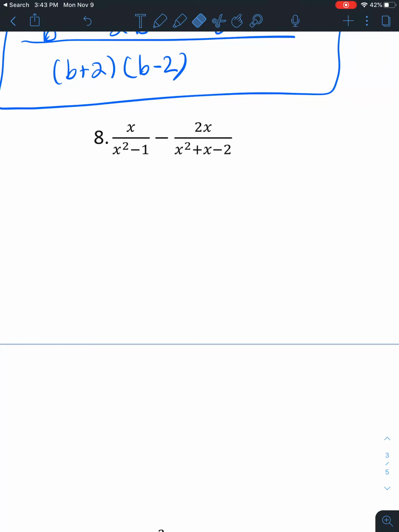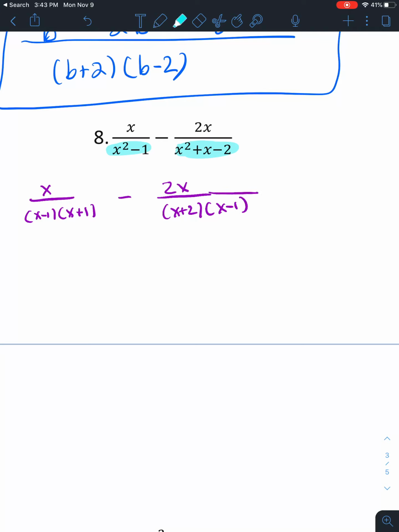So this one, I hope you realize that there's two denominators that you have to factor. So we got x over x minus 1, x plus 1, minus 2x over what two numbers multiply to negative 2 and add to 1? Well, I believe that's an x plus 2, x minus 1.